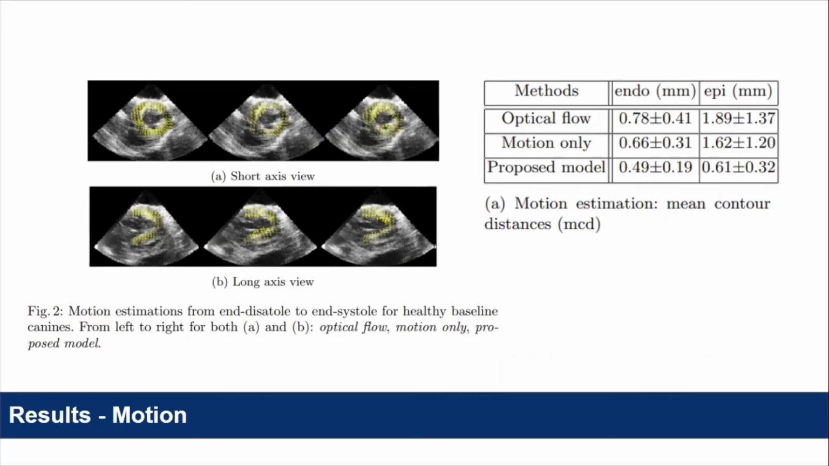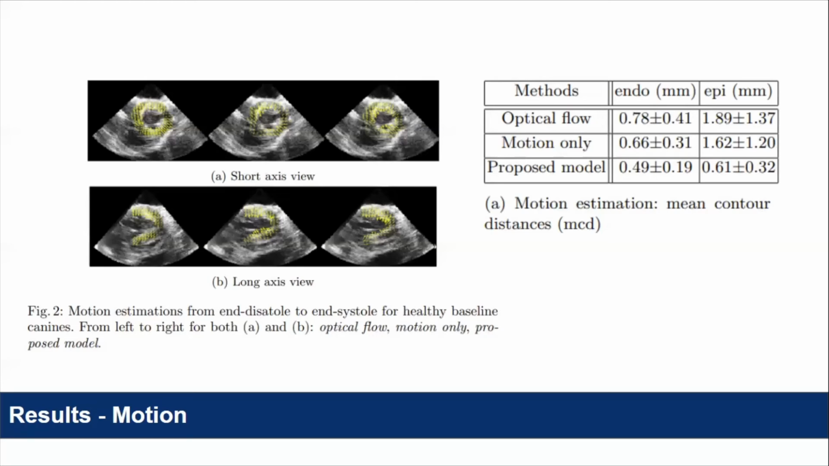Quantitatively, because ground truth dense displacement fields are scarce, we evaluate the motion performances by using the dense displacement fields to warp manually traced source segmentations and comparing the mean contour distances with the manually traced target segmentations. We evaluated the performance on both the endo and epicardiums.